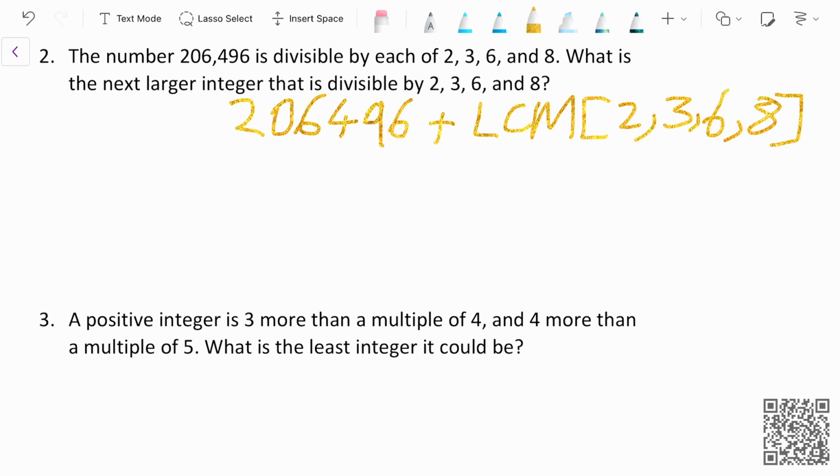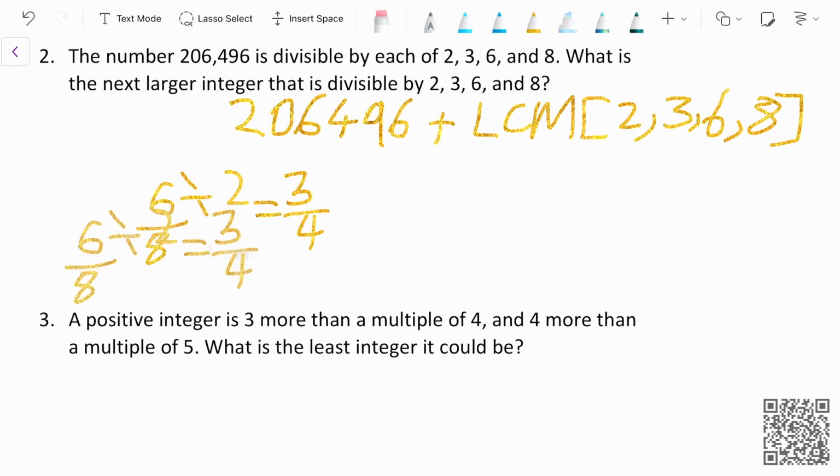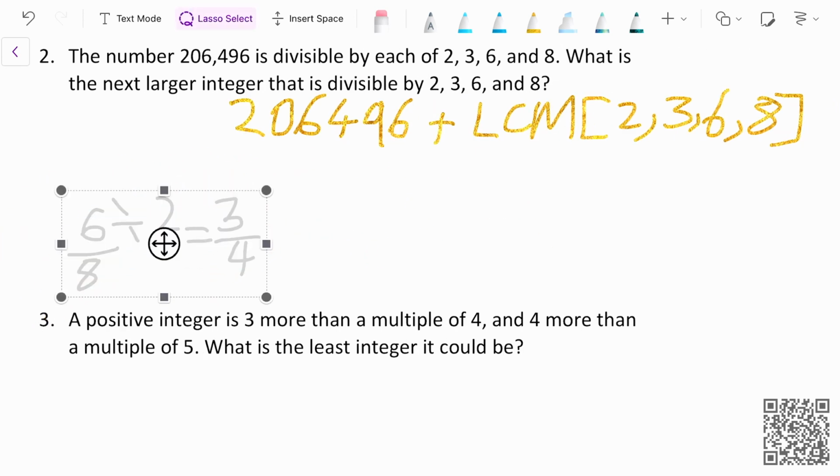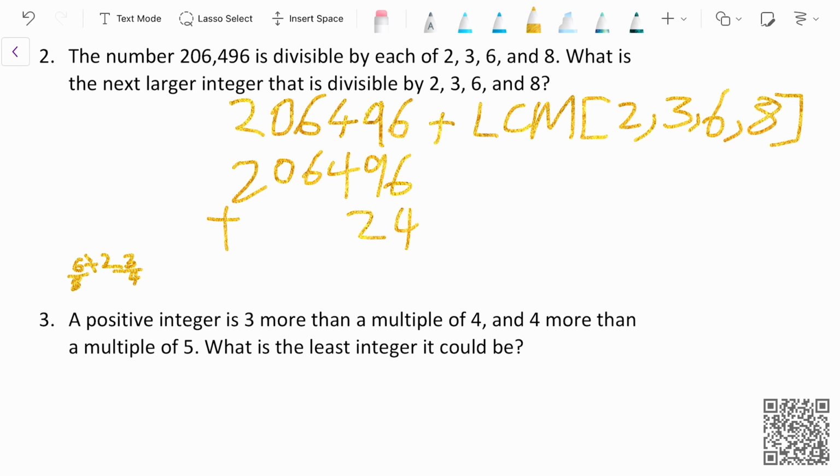So taking that idea, we just need to do the LCM of 6 and 8. If you do that, you're going to go dividing by 2, top and bottom. You get 3 and 4, so you multiply this all together: 12 times 2, which is 24. Okay, so now we know that the LCM is 24. So we have to add 24.